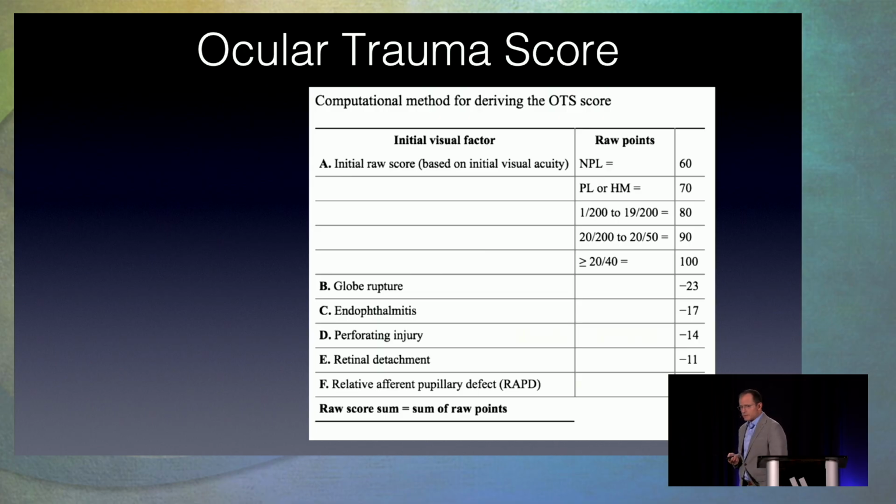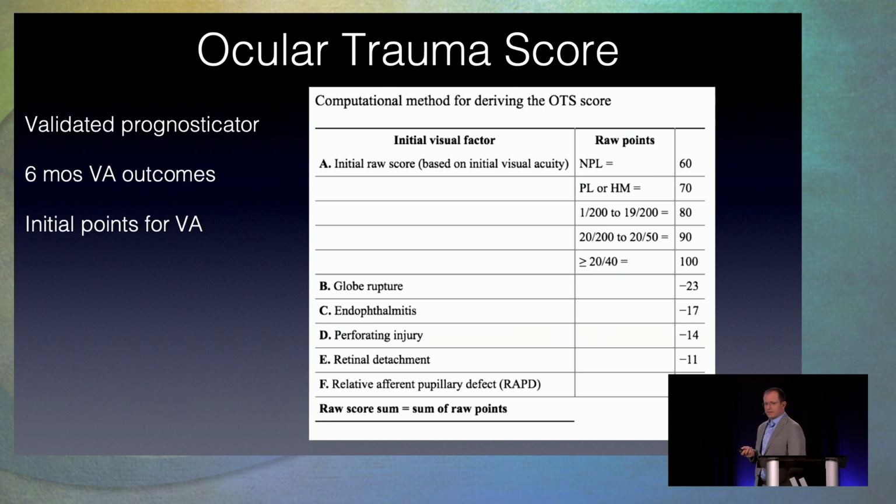So let's talk about the ocular trauma score. This, I think, is really, really useful. It's available online for free. Essentially, you're going to get a raw score just by assessing what the visual acuity is. So they get a raw score based upon their acuity. And then you start subtracting things. If they had a globe rupture, they lose 23 points, endophthalmitis, perforating injury, and the list goes on with RD and afferent pupillary defect. You generate a raw score from those numbers.